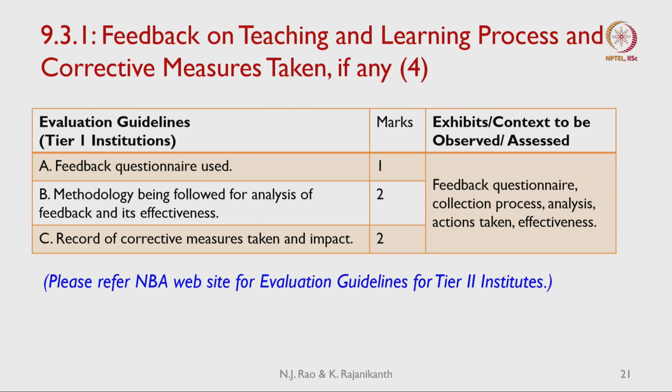So, the evaluation guidelines and the marks and exhibits are shown here. Feedback questionnaire used 1 mark, methodology being followed for the analysis of feedback and its effectiveness 2 marks, then record of corrective measures taken and impact of such corrective measures 2 marks again. The exhibits to be observed and assessed include the feedback questionnaire, the feedback collection process, analysis, actions taken and their effectiveness. Again, as I mentioned many times, refer to the NBA website for evaluation guidelines for Tier 2 institutes.